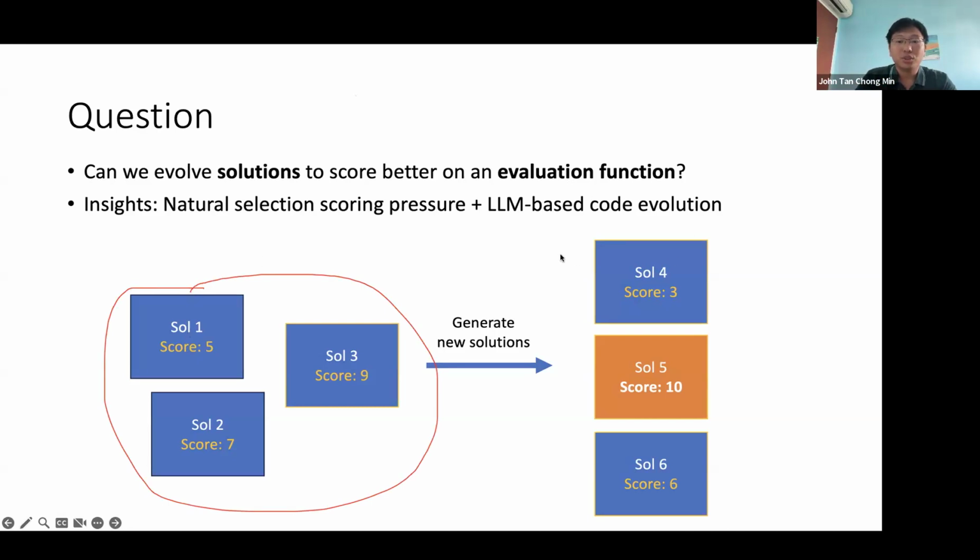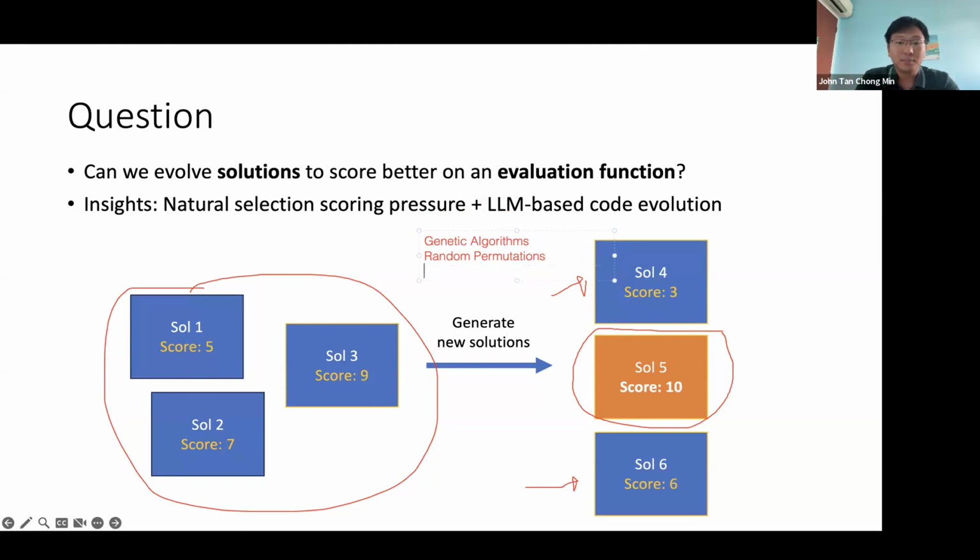So the new solutions can be quite diverse, because sometimes it improves, sometimes it does not. Let's say it doesn't improve in solutions 4 and 6, but occasionally you can get a solution that improves here. Typically this has been done with genetic algorithms. But what happens is that with genetic algorithms, you do random permutations of your solutions, and this kind of random permutation takes quite a while to get to your desired solution.